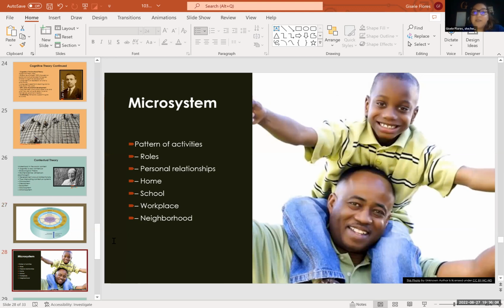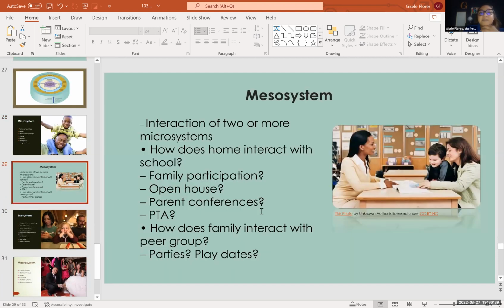So the microsystem is where the child is developing, their home, really. So their patterns of activities, the people around them, their personal relationships, the roles that they play in those families. So are they the oldest? Are they an only child? Their home life, where they live, the school that they go to, the neighborhood that they live in, that's all considered the child's microsystem.